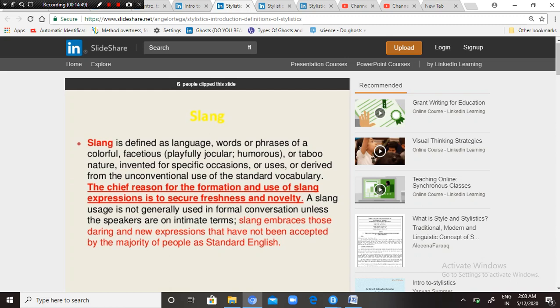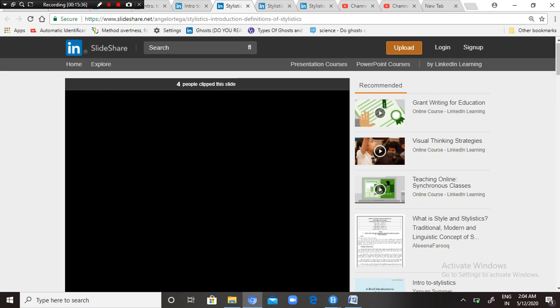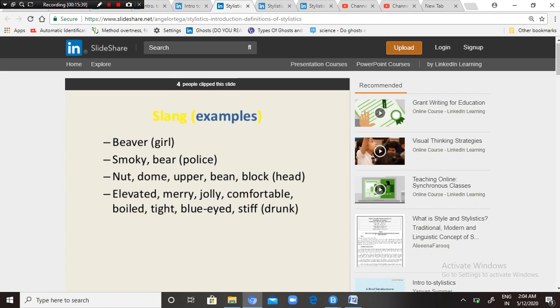And the chief reason for the formation and use of slang expressions is to secure friendliness. Inevitably, slang is not generally used in formal conversation, unless it embraces daring and new expressions that have not been accepted by the majority of people and the standard English. So there is the slang explanation in this paragraph.